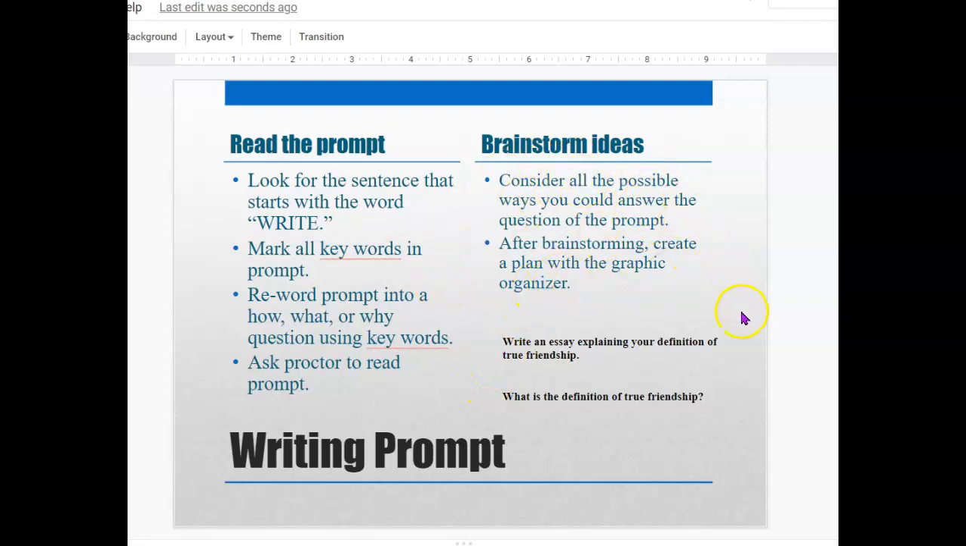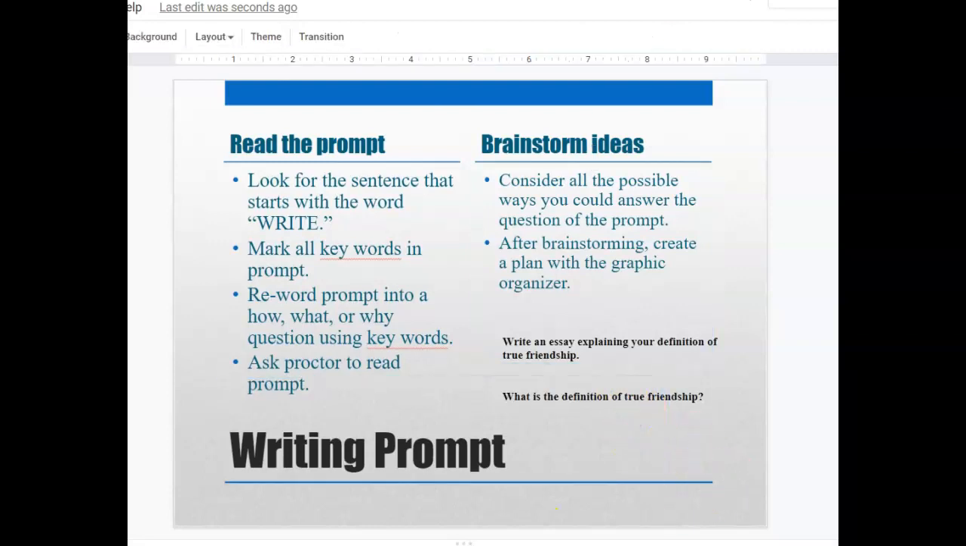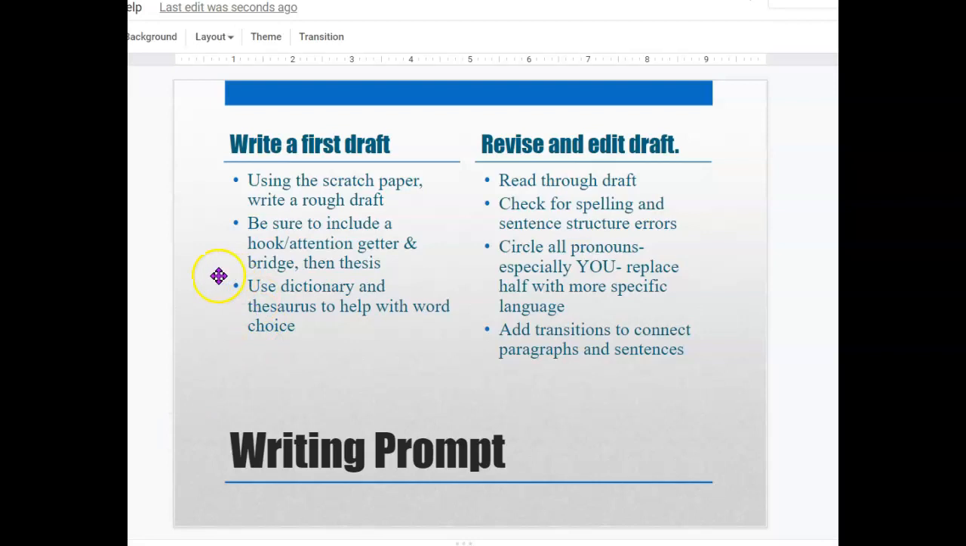So consider all the possible ways you could answer it. Jot down ideas if you're a lister. But definitely use some sort of graphic organizer. I suggest you use the one that I've shown you so that you have all the parts of your essay. Then write that first draft. Everybody needs to write the first draft, even if you're typing it, because you only get a certain amount of space. Use the scratch paper that they've given you. Use the inside of your book.